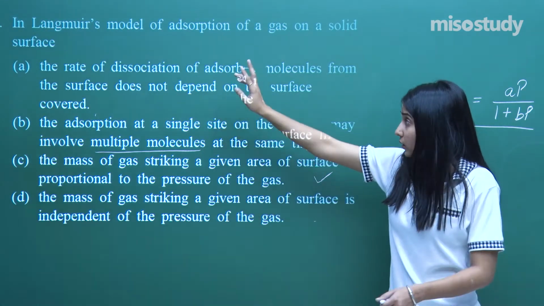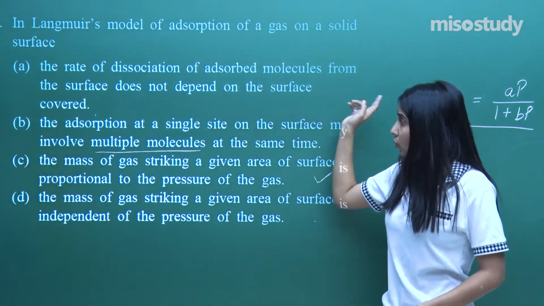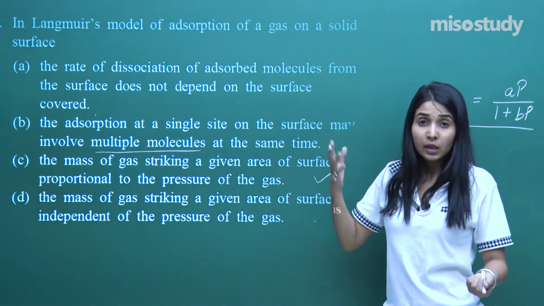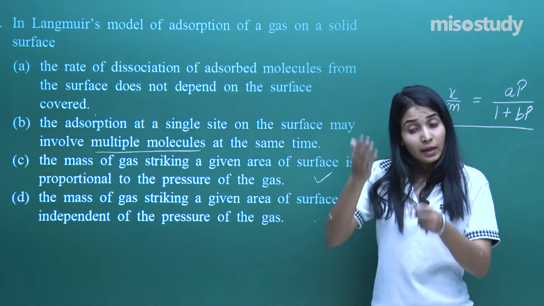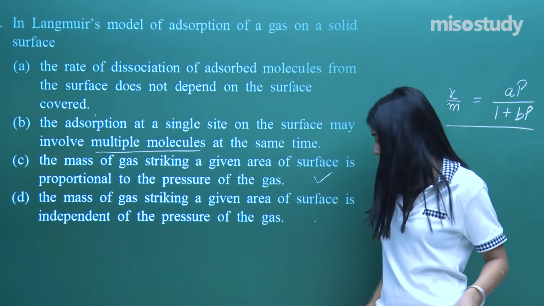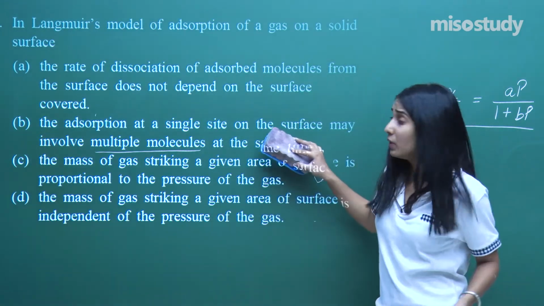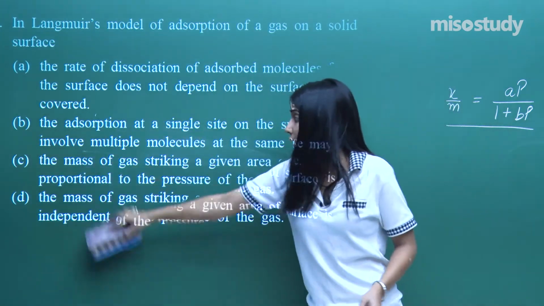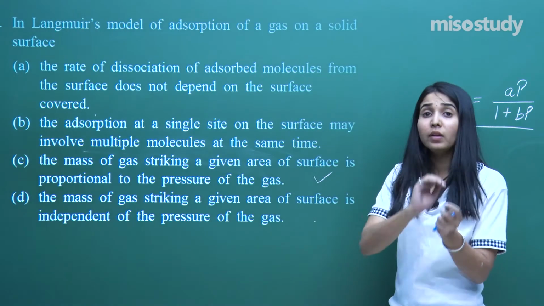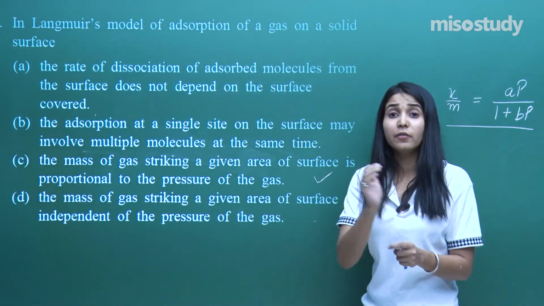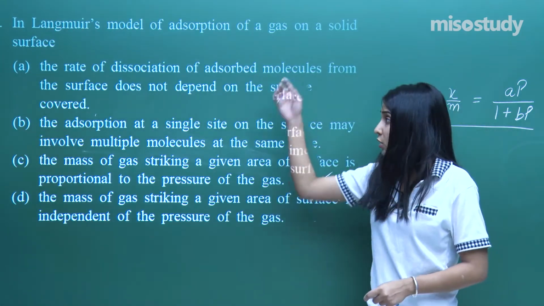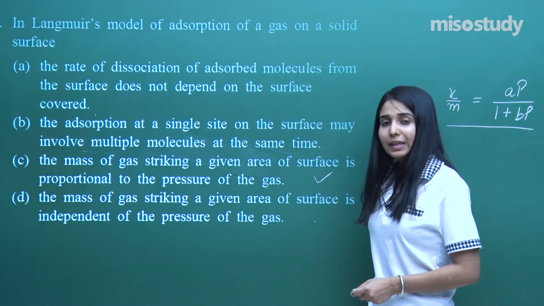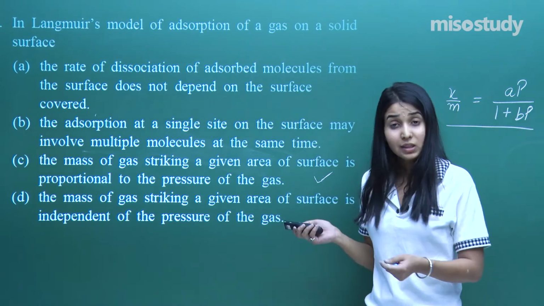The first one: the rate of dissociation of the adsorbed molecule from the surface does not depend on the surface covered. Is it true? Does it ever happen? Every time, for each type of adsorption that I talk about, I always discuss that the surface covered depends on the quantity, that it depends on my value, right? So even that one would be ruled out. This way I can say that it would totally depend, because that's how the formula is given and that's how it is done.